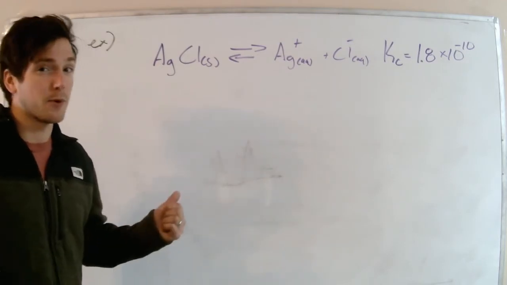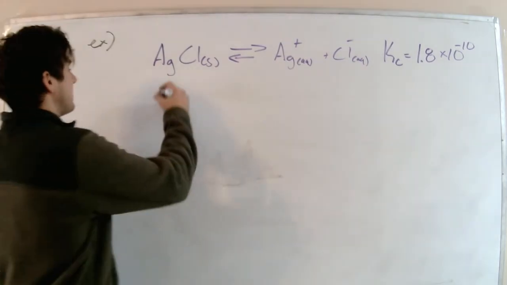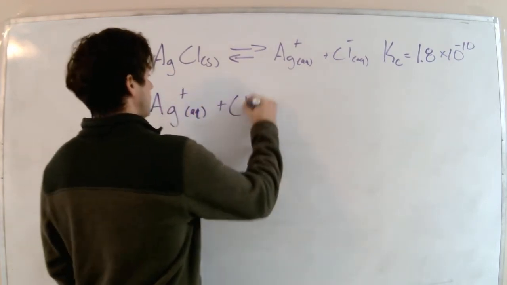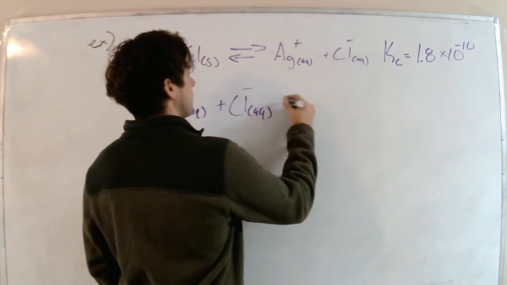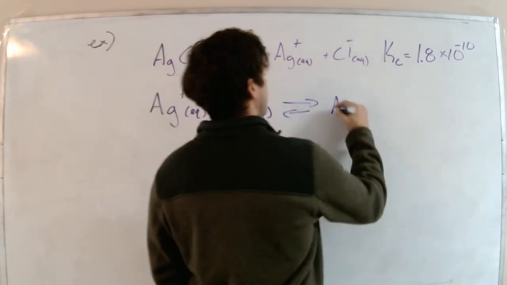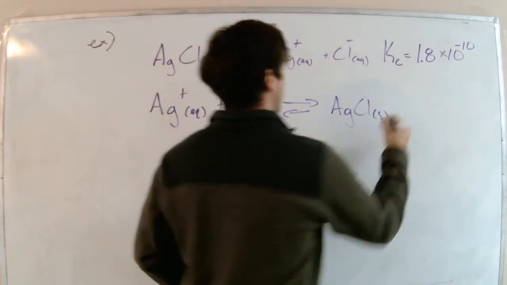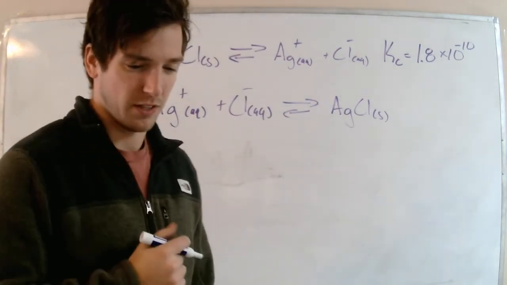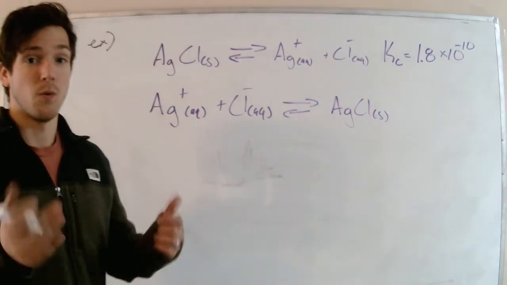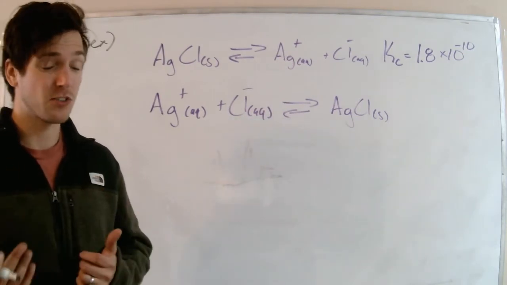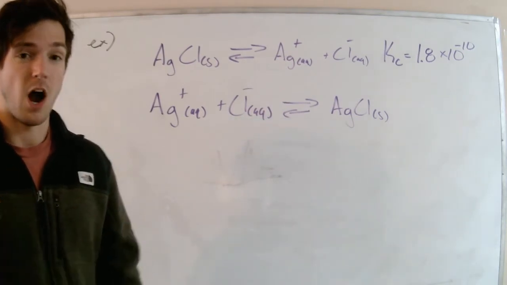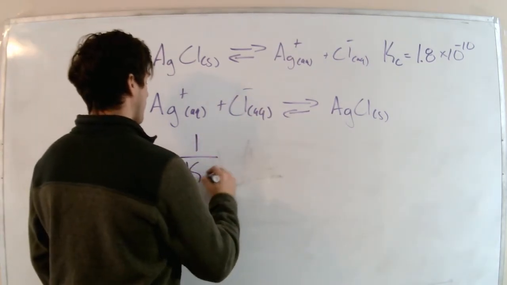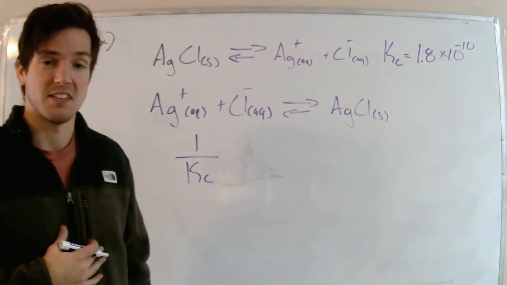But let's say I were to reverse this reaction. Say now the reaction is Ag plus aq plus Cl minus aq, and now it's going to AgCl solid. What is my new Kc going to be? What is my new equilibrium constant going to be? Well, whenever we reverse a reaction, our new Kc is going to be 1 over our original Kc.